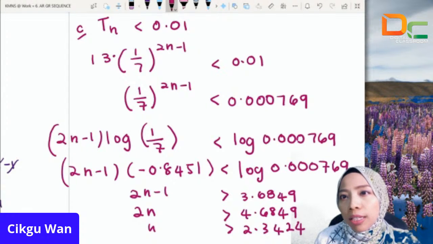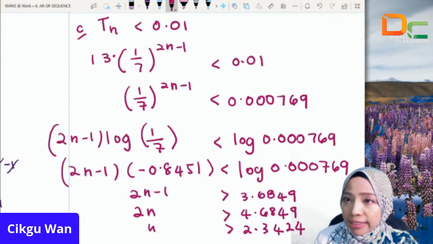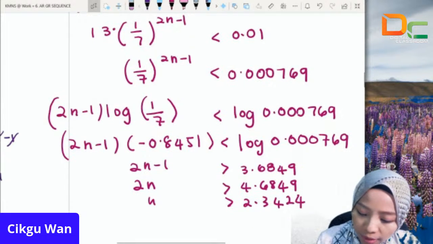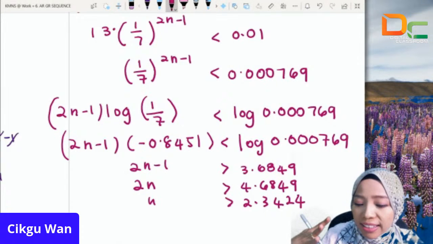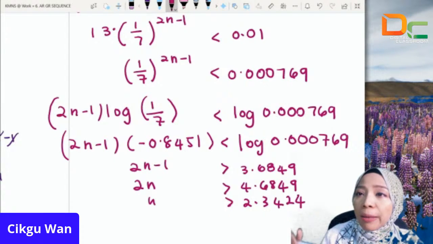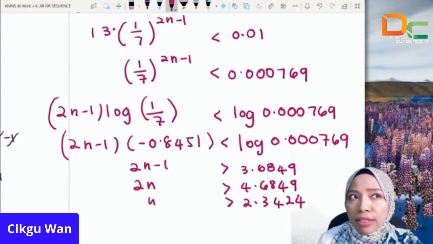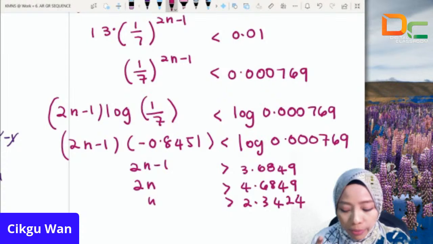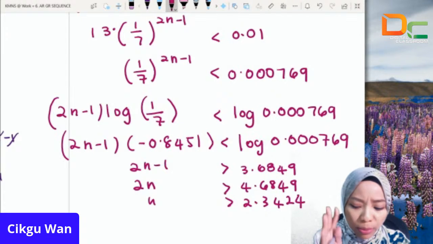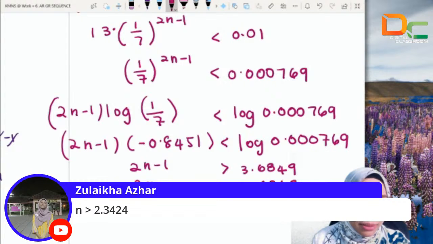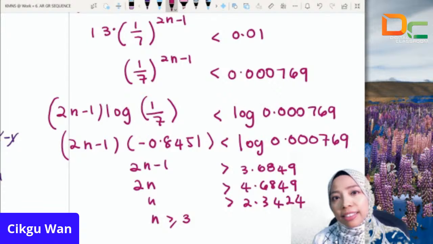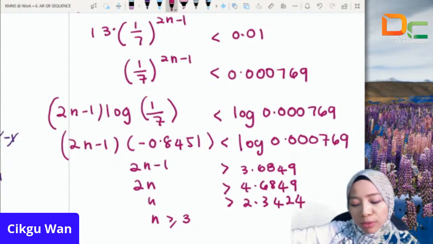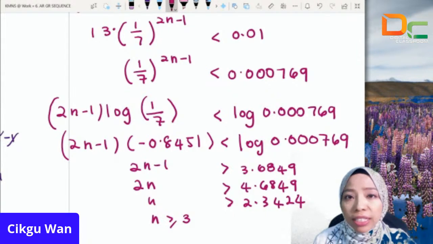Okay, what does it mean by this? It means that n can be the next integer. Sebab n mesti integer. Sebab n ini adalah sebutan keberapa? The first term ke, the second term ke, the seventh term ke? So dia kena genap. Jadinya 2 memang tak boleh sebab dia nak n lebih besar pada 2. So dia boleh jadi 3, 4, 5, 6 dan seterusnya. So n mestilah lebih besar daripada 3. Takkanlah you nak senaraikan semua 3, 4, 5, 6, 7 sampai infinity kan. So you just state that n is greater than or equal to 3.